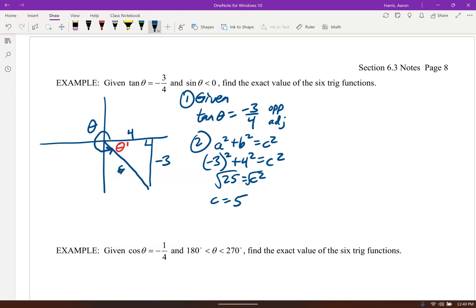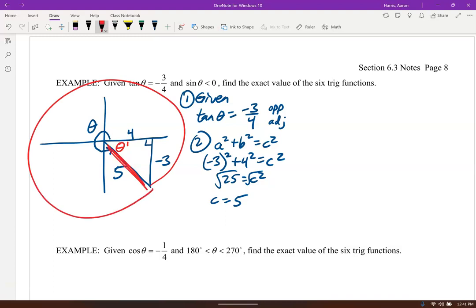So let me erase c. Oh my gosh, I'm making a mess here. And let's put the 5 in that we just solved for, our hypotenuse. Now I've got a triangle labeled. Again, this is not on the unit circle. Can you see how my radius here is 5? This is how I have to approach this, using my reference angle and my knowledge of right triangle trig. And now it says find the exact value of all 6 trig functions.